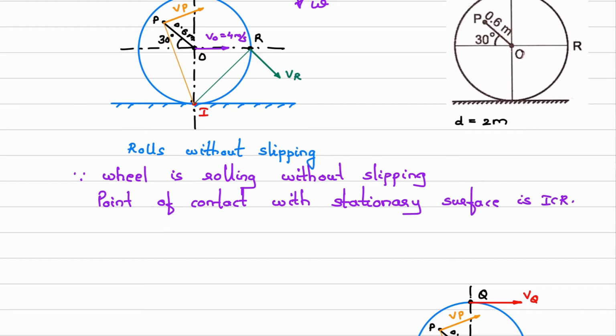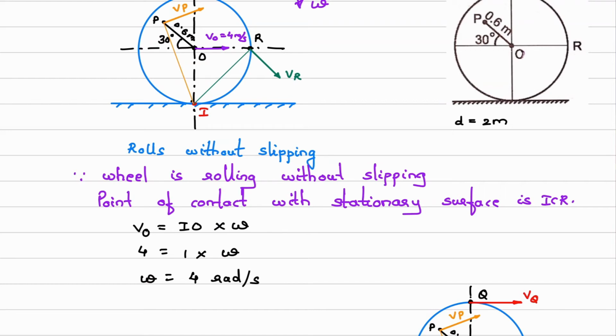So this point will be ICR. Okay, so now we can calculate omega value. VO is equal to IO into omega. VO is 4 meter per second, equal to IO. IO is radius. Diameter is 2, so radius will be 1, 1 meter into omega. So omega is equal to 4 radian per second.